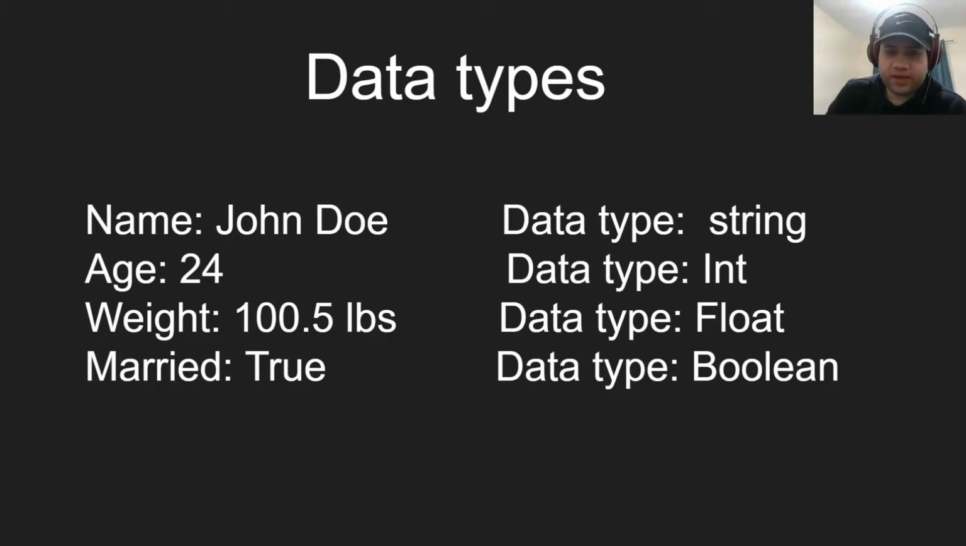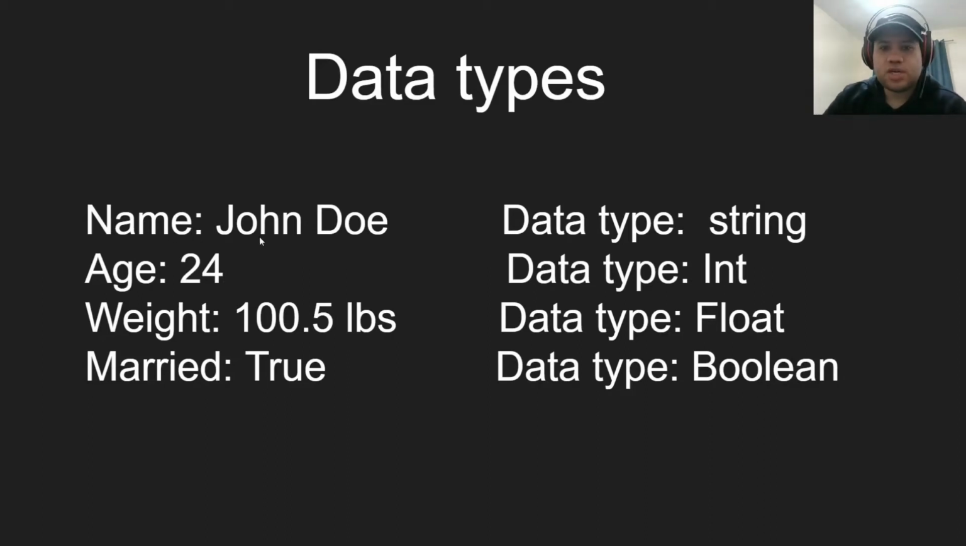So if you go on Facebook and you look up the profile of this guy called John Doe, he apparently has an age of 24, and he weighs 100 pounds and a half, and he's married. All of these elements are data, but they have types. So let's break it down a bit.